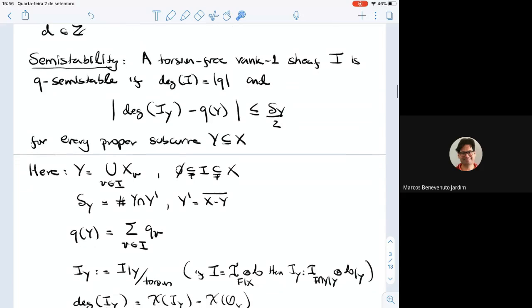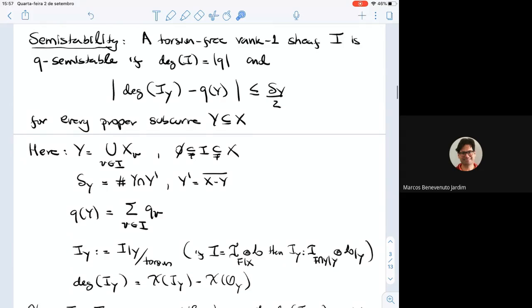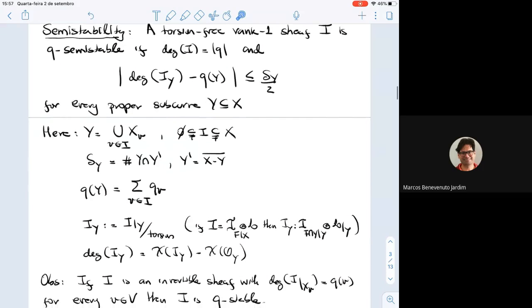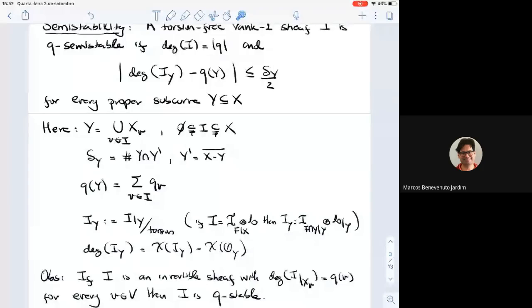And the degree is what makes Riemann-Roch work. So it's just this difference of Euler characteristics. Okay, so these inequalities should be satisfied. That means that the numerical invariants of your sheaf I shouldn't be far from those given by q. And actually, if you have an invertible sheaf, and if that invertible sheaf has degree equal to that of the polarization on every component, then I satisfies the inequalities. In fact, the absolute value is 0, and it satisfies the strict inequalities, and that's the stability notion. So a sheaf is stable if the inequalities are strict. So that's the notion of semi-stability.